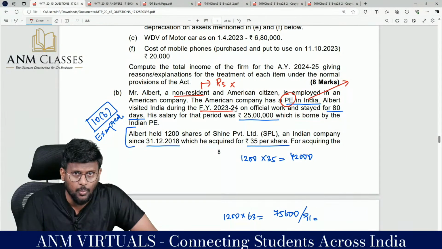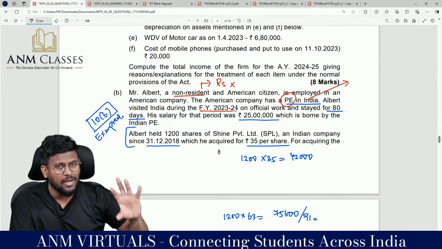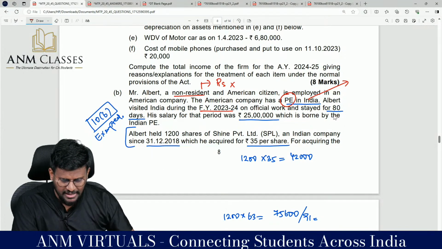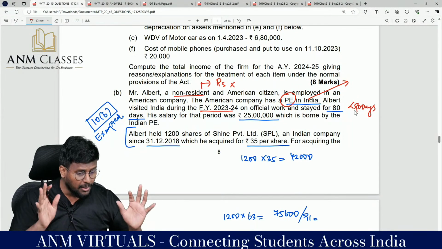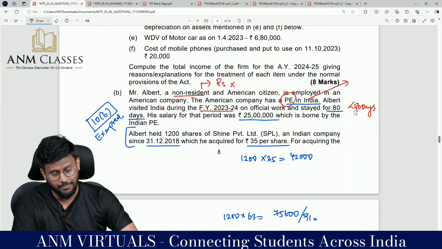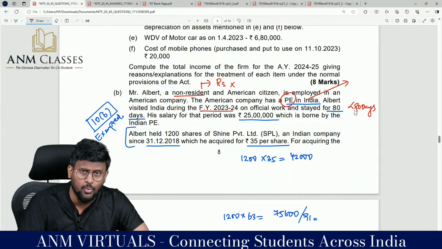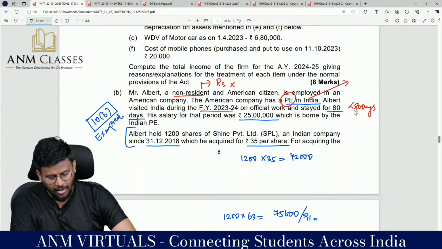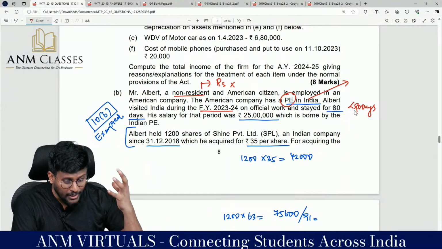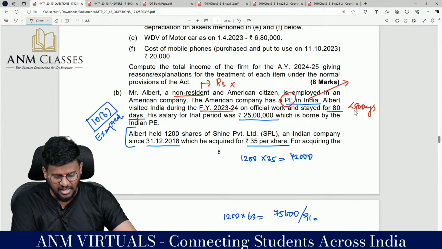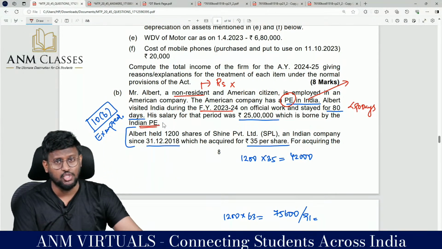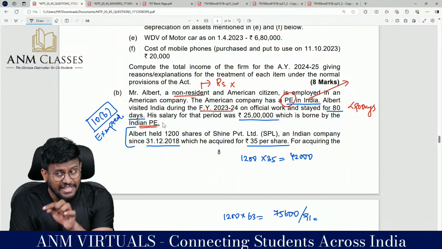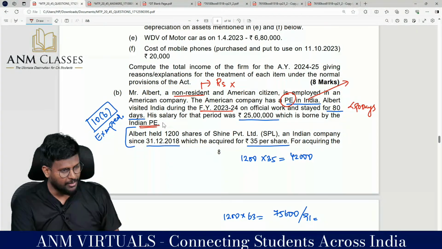On official work, Albert came from America to India and stayed for 80 days, which is less than 90 days, my dear lovable students. He stayed in India for less than 90 days. His salary for that period was rupees 25 lakhs. So for working 80 days he has earned a salary of 25 lakh rupees, which is to be borne by the Indian permanent establishment. Who has paid it? The permanent establishment in India has paid it.